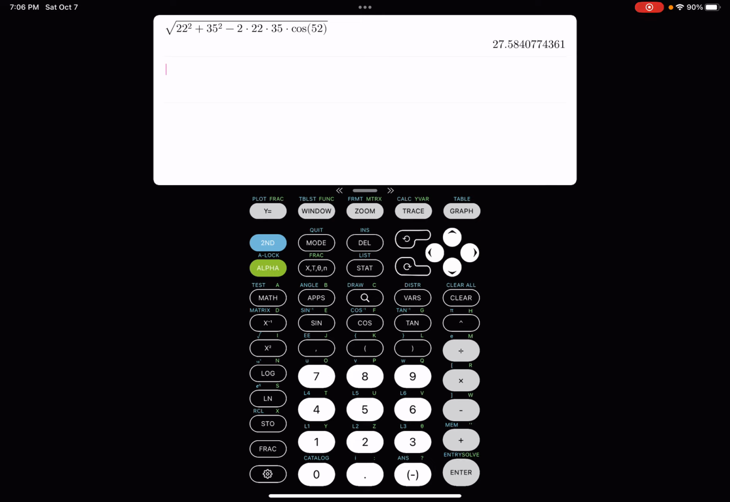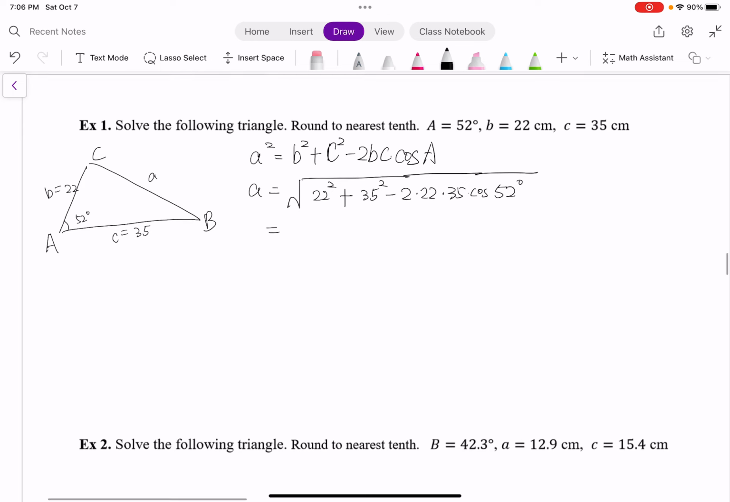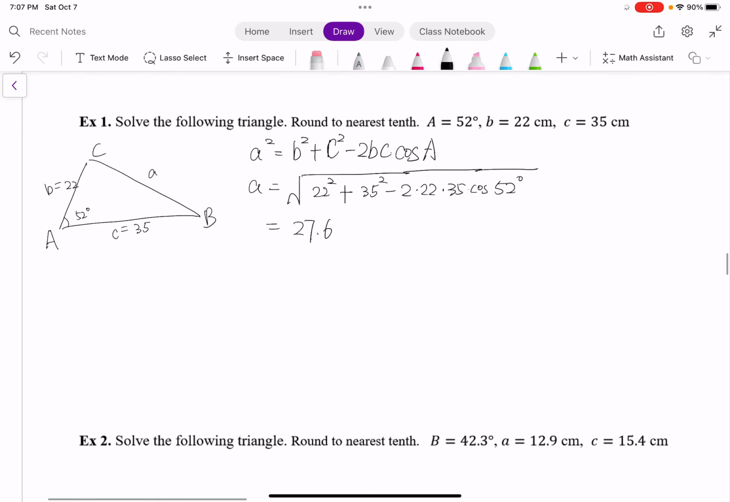If the question says round to the nearest tenth, the nearest tenth is the digit after the decimal point. That's a 5, and after the 5 we have an 8, so we have 27.6. This is in centimeters because b and c are both in centimeters.